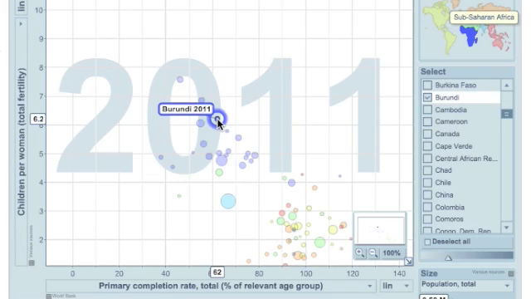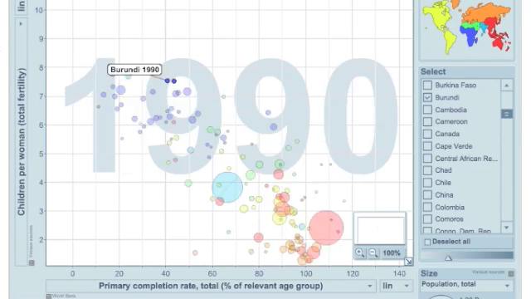As shown, Burundi has a fertility rate of 6.2 children per woman, and the primary school completion rate is 62%. Throughout Burundi's history, the fertility rate was higher, and the primary school completion rate was lower.